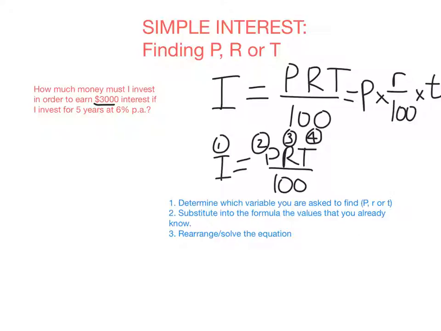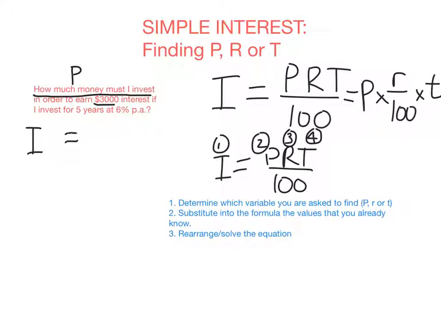So the question says, how much money must I invest? So that's the same as asking for the principal, how much I started with. So the first step's done. I've determined the variable I'm asked to find is P. I move on to step 2 now. So I'm going to write out the equation that I'm using.